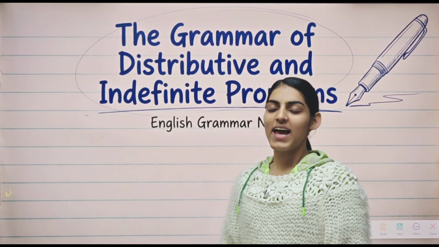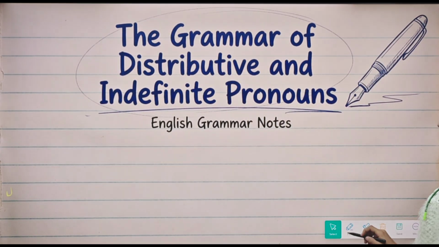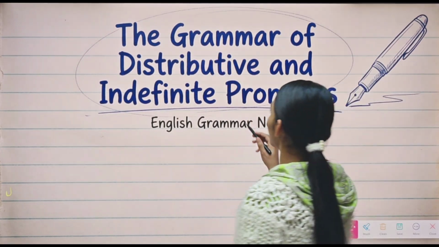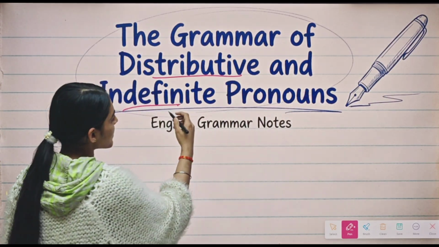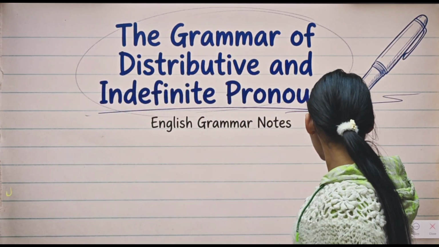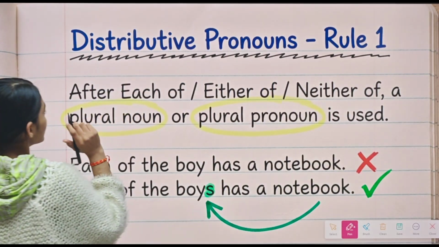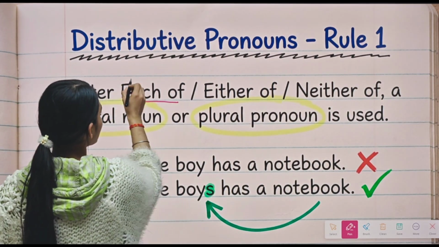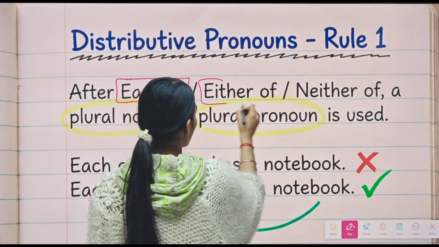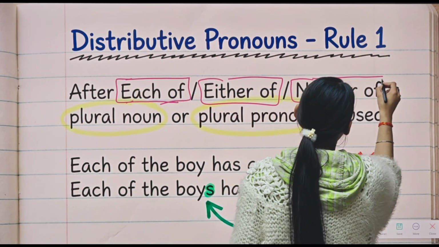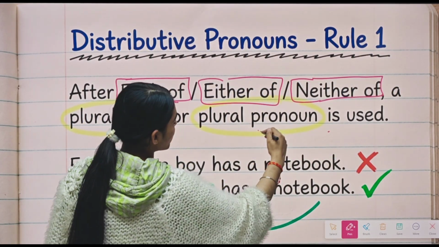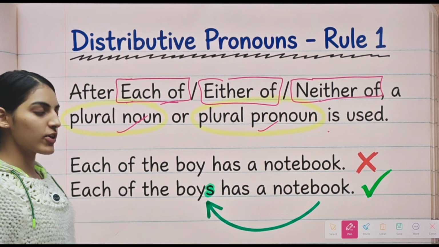I am going to cover your English grammar, and we are continuing the topic of pronouns. In today's topic, we are going to cover distributive and indefinite pronouns. Let's start with the very first rule of distributive pronouns. This rule says that after each of, either of and neither of, plural nouns and plural pronouns will be used. So let's see how.